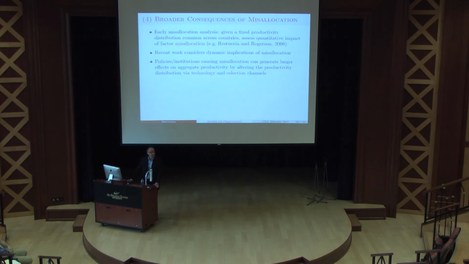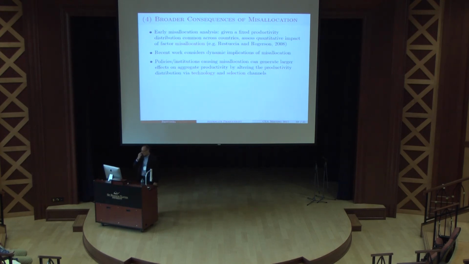So now let me go to my last point, which is about thinking about these broader consequences of misallocation. To recap, this early analysis that I just focused on takes the productivity distribution in the economy as given and then asks whether the resources that the economy has are allocated efficiently or not, and what is the consequence of that reallocation.